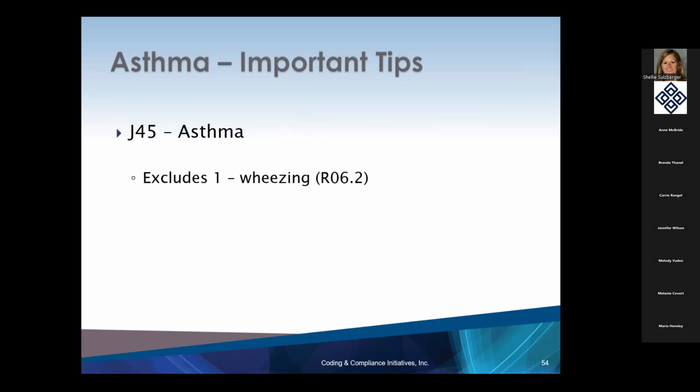Now, we talked about in the ADHD, those excludes. Asthma does have an Excludes1 that says you may not report wheezing and asthma together. Those go hand in hand and they are completely related. So if you report both of these and you get a denial, that means that you should not have reported the wheezing.